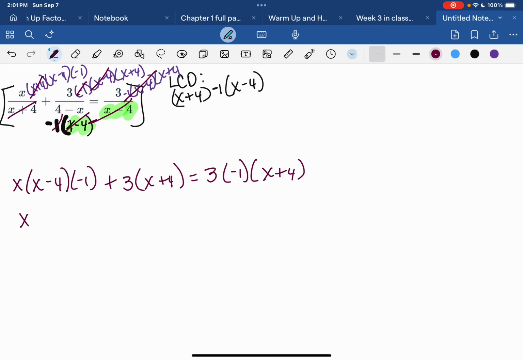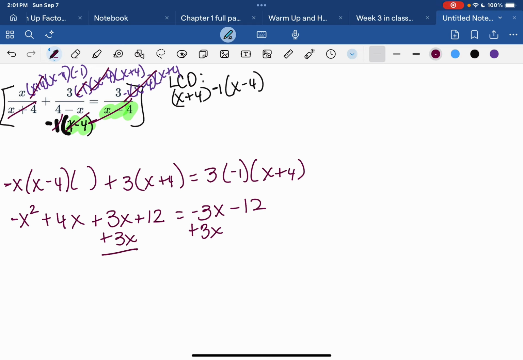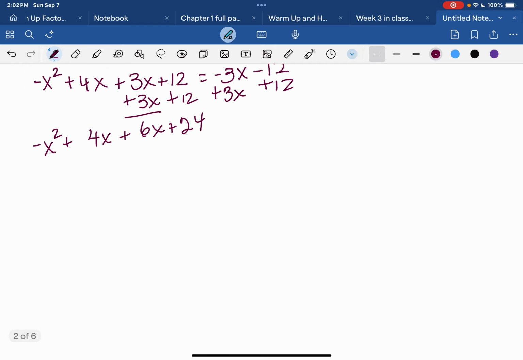So I have negative x squared plus 4x plus 3x plus 12, and then equals -3x minus 12. So I add 3x and I get 6x. I add 12, and I get 24. So I have -x squared plus 10x plus 24.